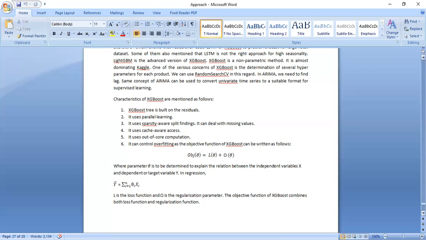I don't want to use a features-based approach. Instead of the features-based approach, I will use XGBoost for the sequence-based analysis. So it is a sequence-based analysis.